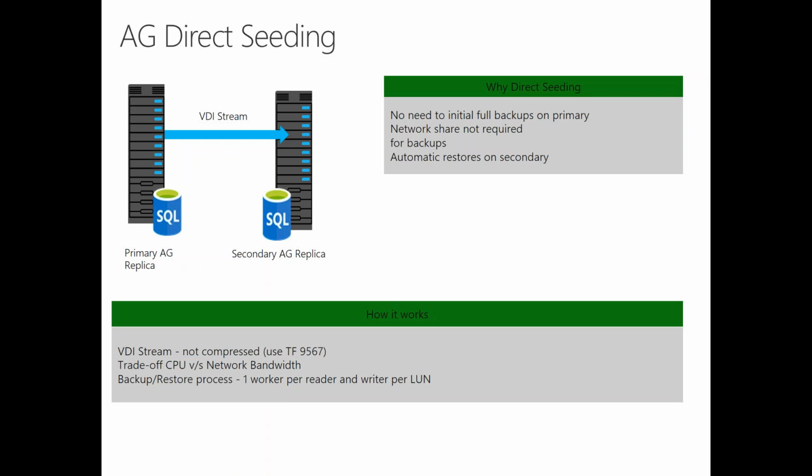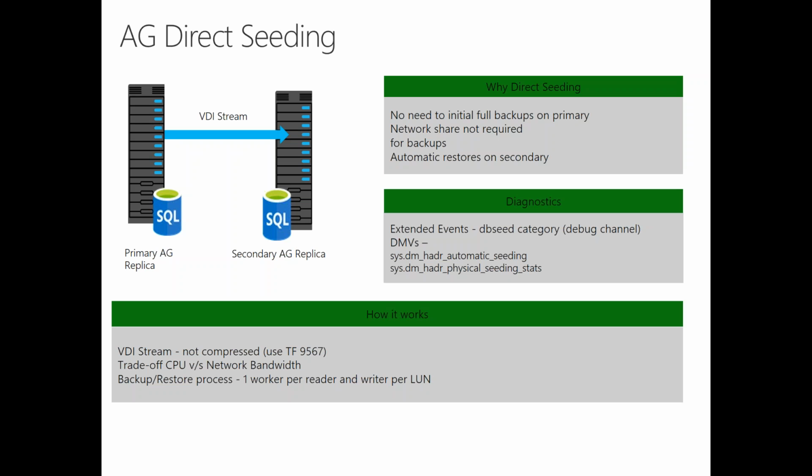By default, we do not compress the VDI stream, but you could use trace flag 9567 to compress the VDI stream. Now, as with any compression and decompression usage, it would need more CPU bandwidth, right? But it might give you some cost saving on the network bandwidth side of it.